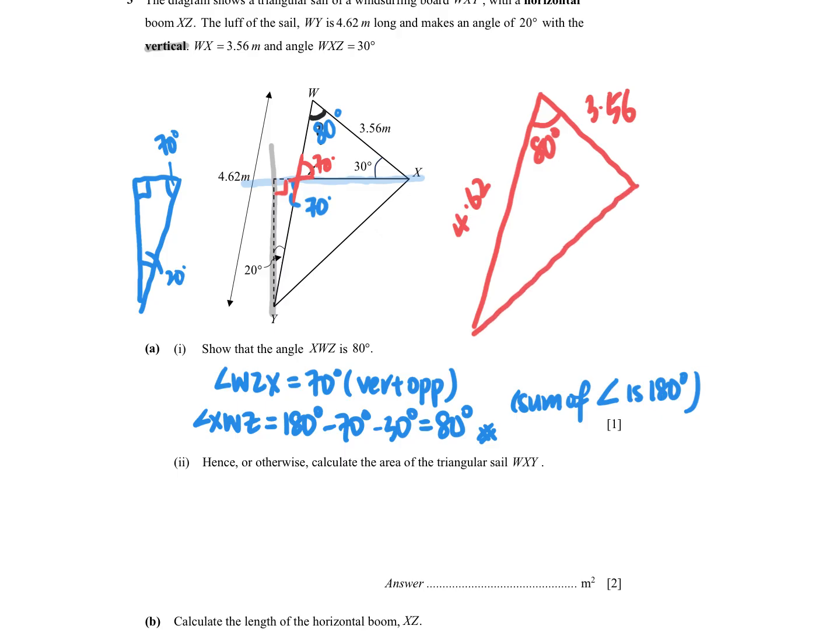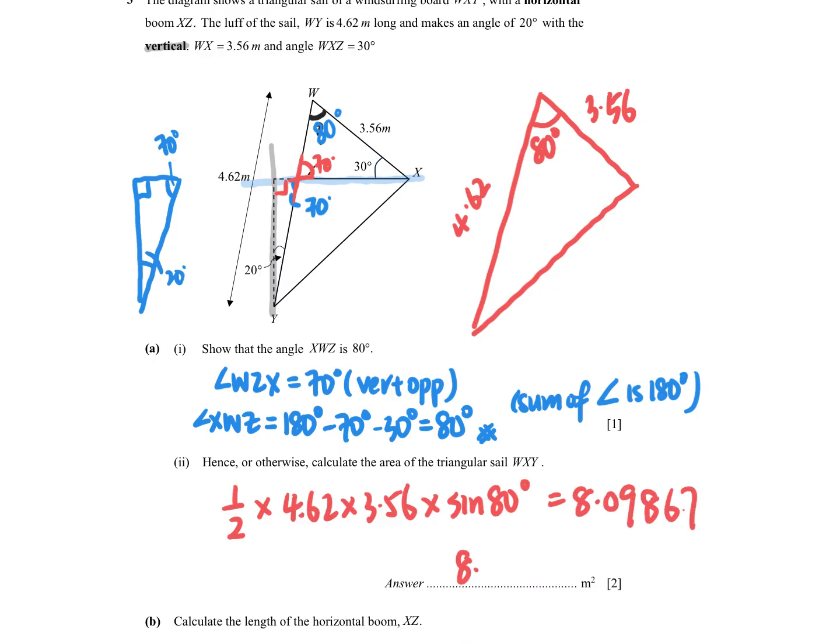So to find the area of this triangle is just half times the adjacent sides times sine of the angle between them. So just press the calculator. Look at the marks for hints on how extensive your working needs to be. So 8.09867, so it's 8.10 to 3SF.